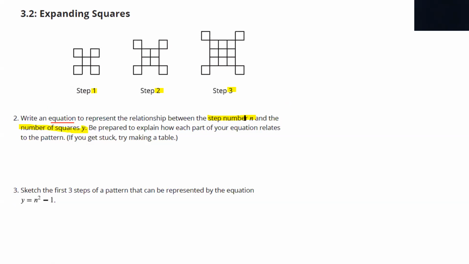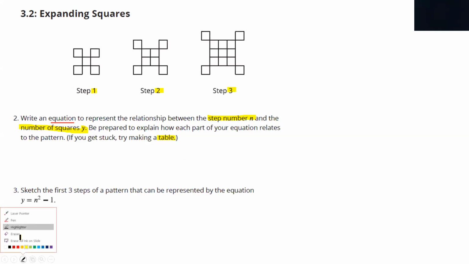Our inputs would be the step number, and our outputs would be the total number of squares. It says, be prepared to explain how each part of your equation relates to the pattern. If you get stuck, try making a table. And the table is probably the best way to visualize these figures and determine the equation for the future steps or the step number n.